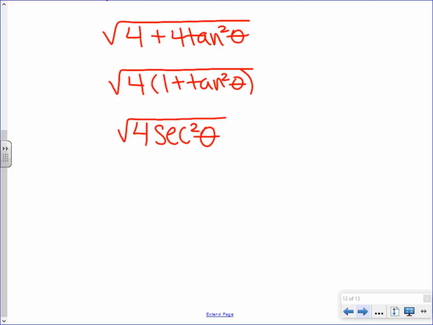Okay, so we can factor out that 4, which means we have 1 plus tangent squared. We change that to secant squared, and now we can say, okay, the square root of 4 is 2, and the square root of secant squared is secant theta.